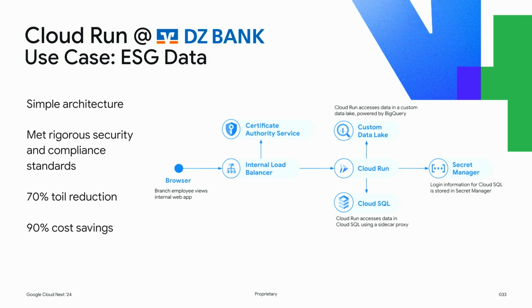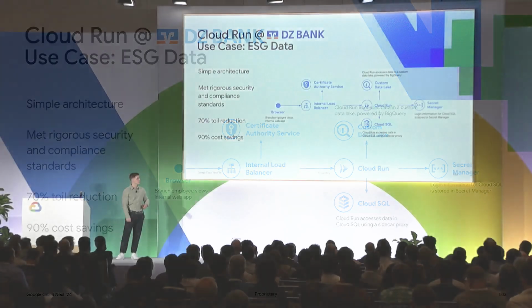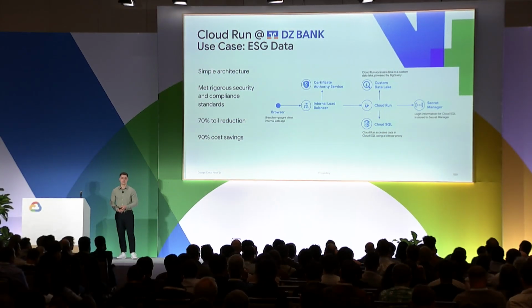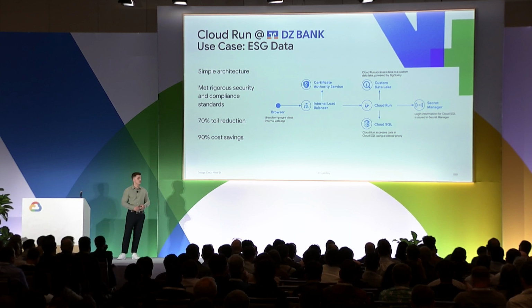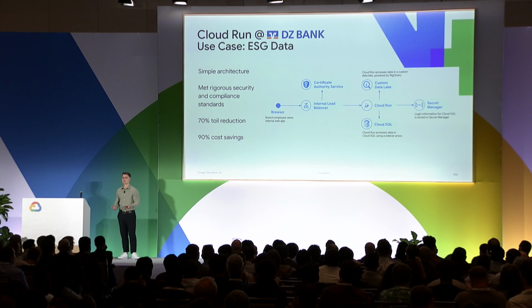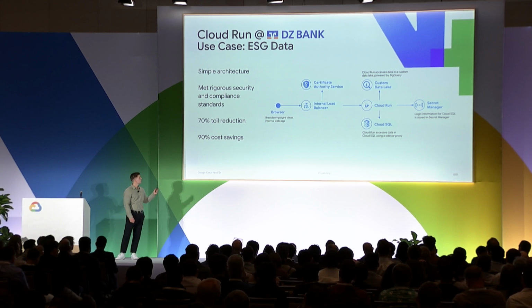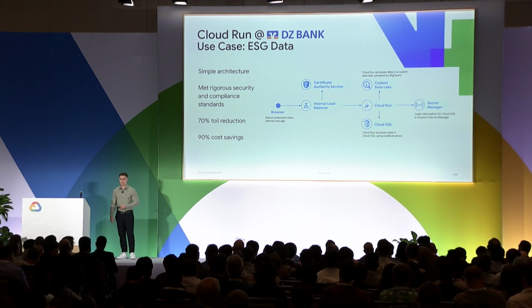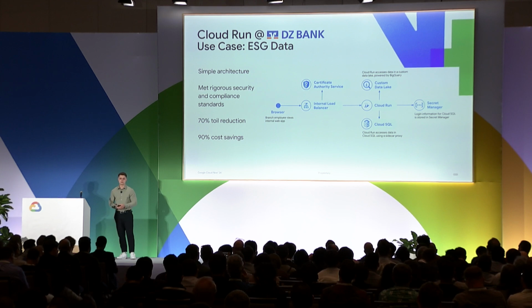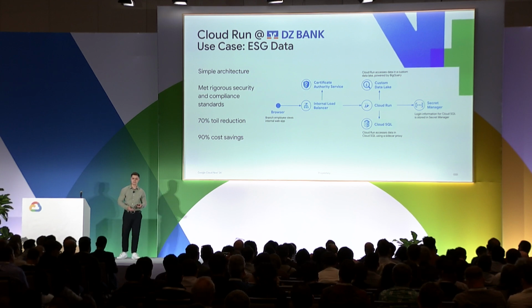As secret manager, we chose Google Cloud Secret Manager to store some secrets like database passwords, etc. Cloud Run itself, or the application, connects to our custom data lake, which we mentioned a slide before, to fetch some data like company data, ESG criteria, etc., to calculate the score for our credit process.